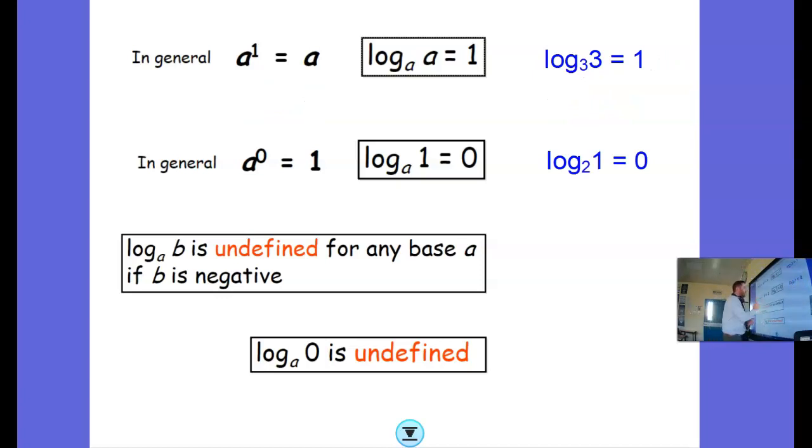Now, anything to the power of 0 equals 1. Hopefully you're aware of that. 5 million to the power of 0 is 1. 8 to the power of 0 is 1. Anything to the power of 0 is 1.